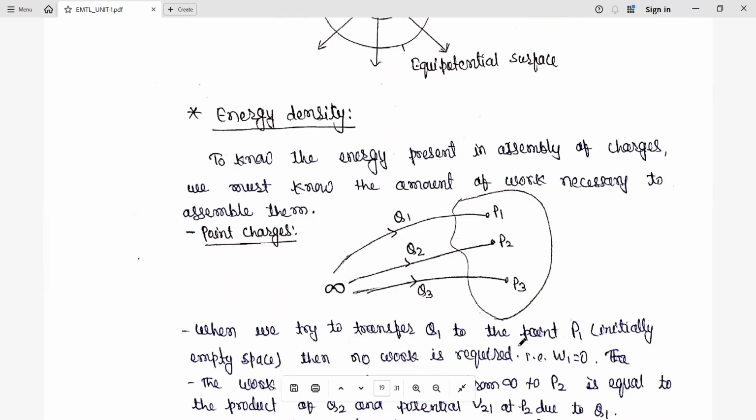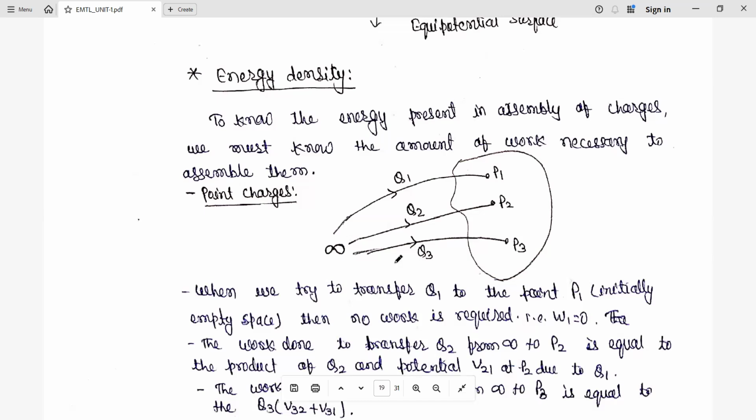Next, we have discussion about the energy density. In a particular volume, we are trying to calculate how much energy density is there. First we'll see the case of point charge. To understand the energy density, first we calculate the amount of work to bring those charges into a particular volume. In case of point charge, we have considered that the charge is located at infinity and we are trying to bring it into the particular volume.